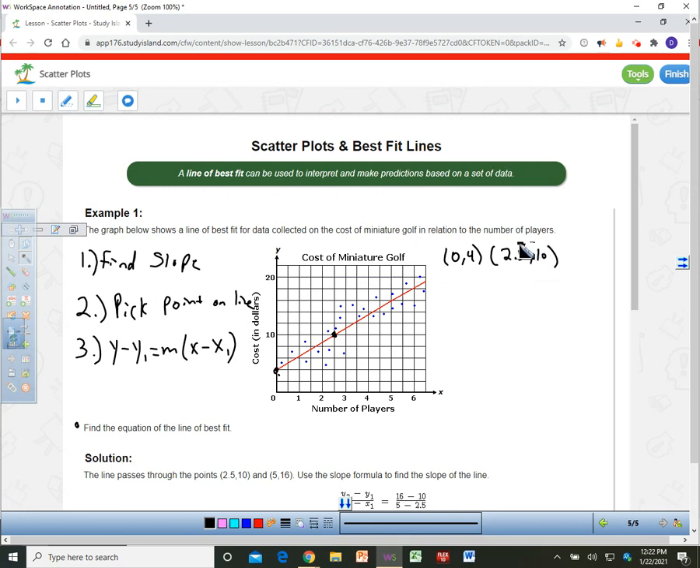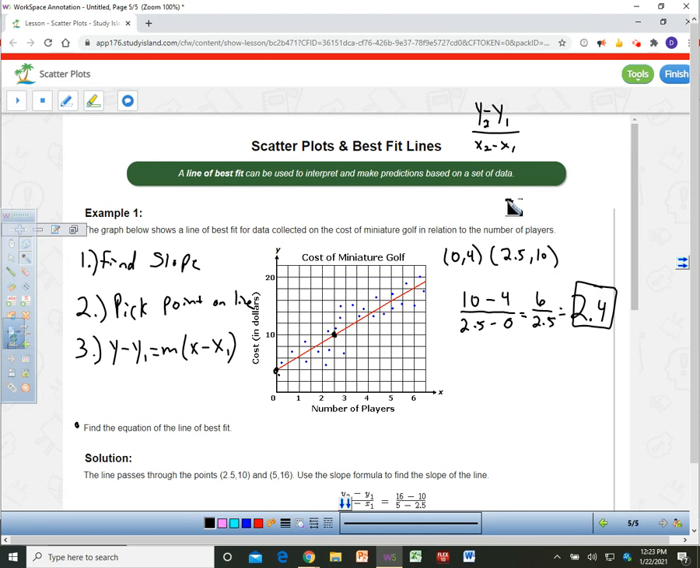So the first thing I have to do is find the slope. And if you remember, our slope formula is y2 minus y1 over x2 minus x1. So I'm going to go y2 minus y1: 10 minus 4 over 2.5 minus 0. 10 minus 4 is 6. 2.5 minus 0 is 2.5. Now, I know we've always talked about leaving our slope as a fraction. Today is the only day I'm going to say use a decimal. So 6 divided by 2.5 is going to give me 2.4. That is my slope.